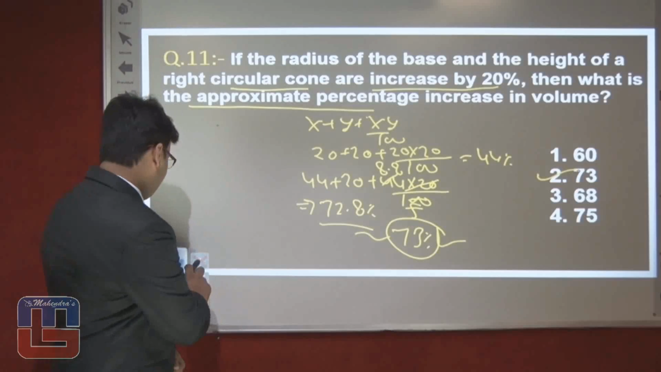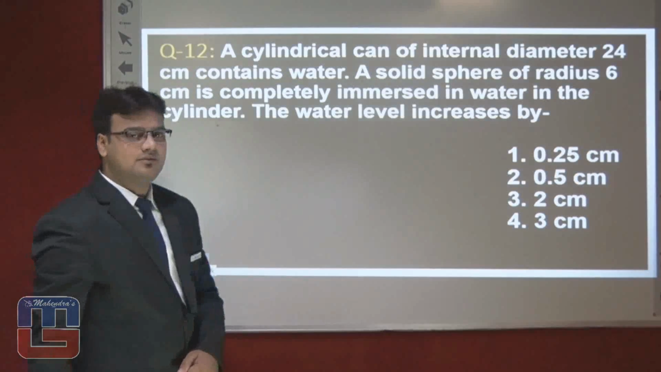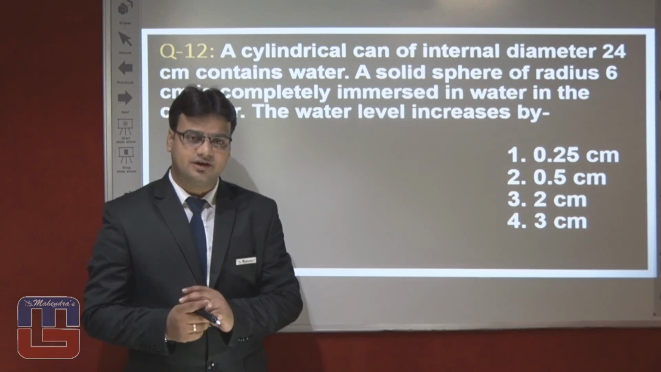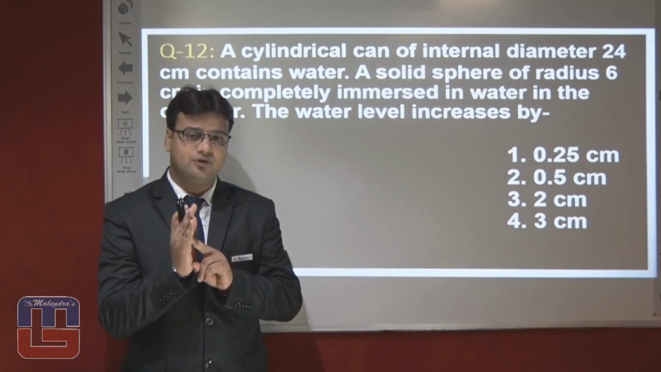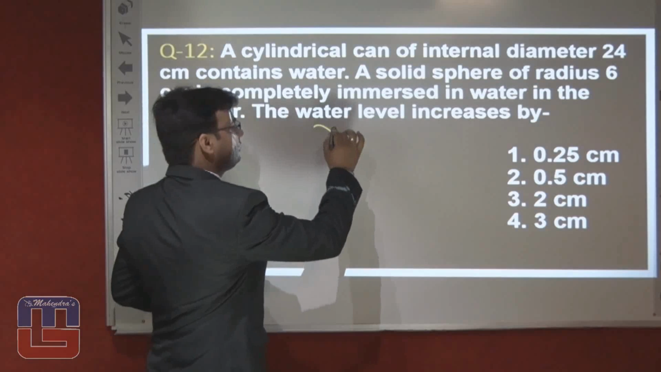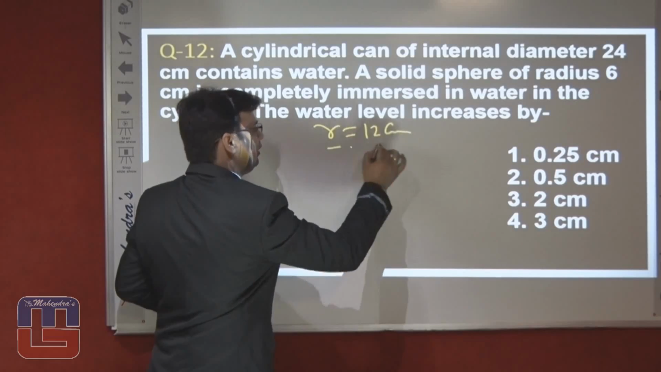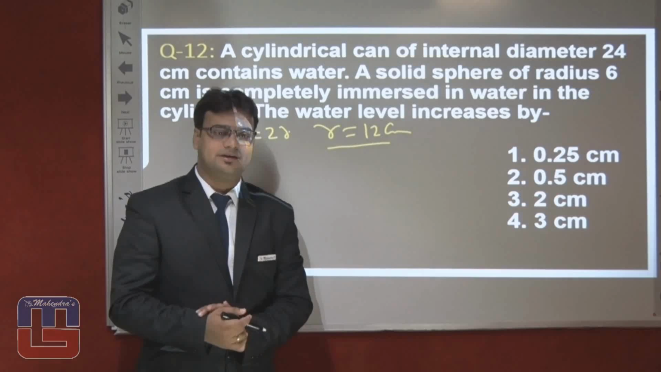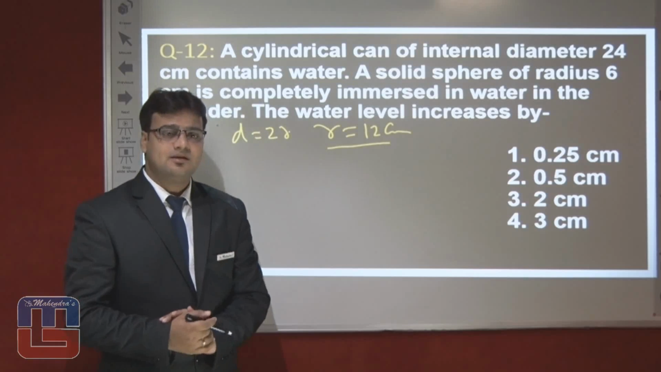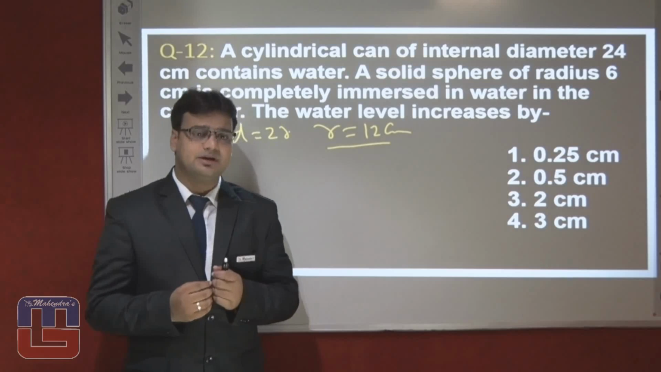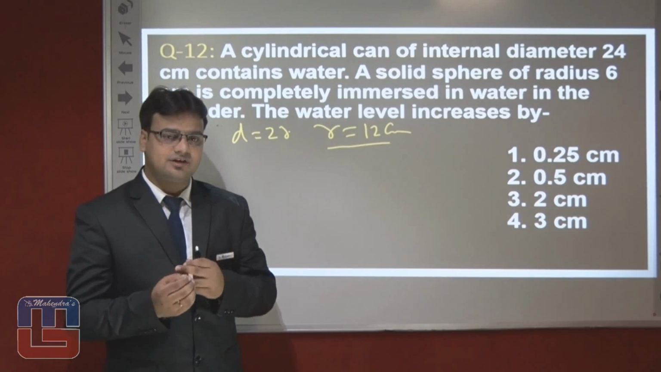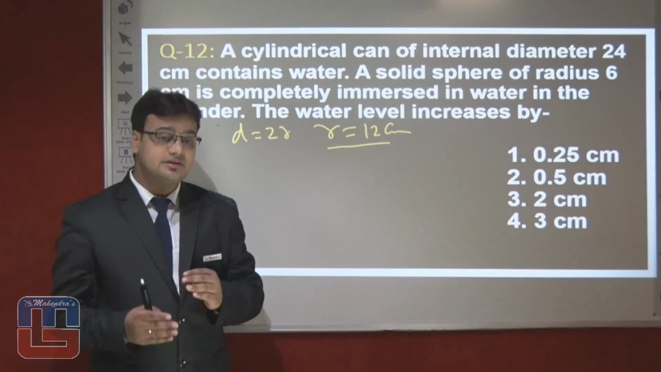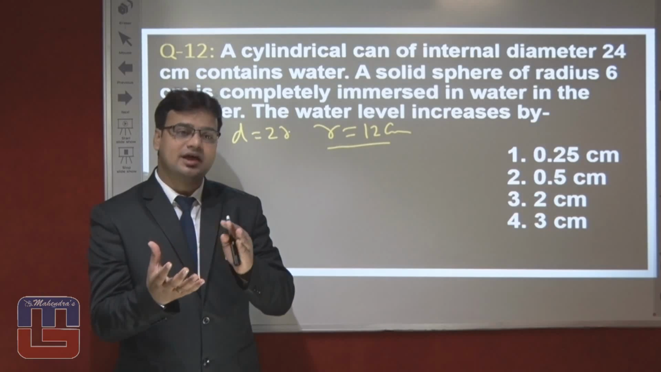Okay, so next question. A cylindrical can has an internal diameter of 24 centimeters. Here the diameter is 24 centimeters, so its radius is 12 centimeters, because diameter is equal to 2r, so r is equal to 24 by 2, that means 12 centimeters. A solid sphere of radius 6 centimeters is completely immersed in the water in the cylinder. The water level increases by how much? In these cases, when the water level increases, we use Archimedes principle.